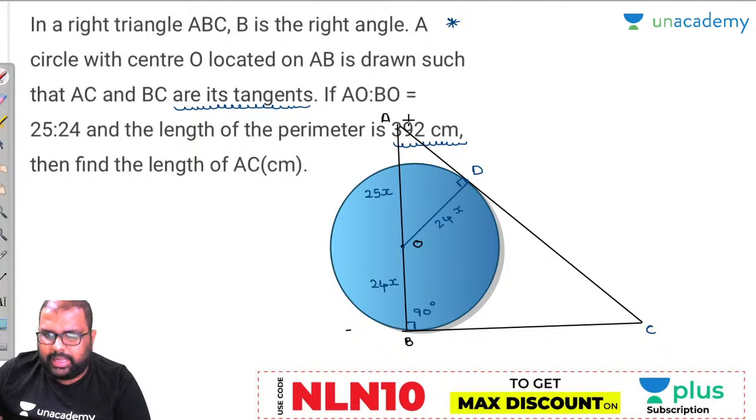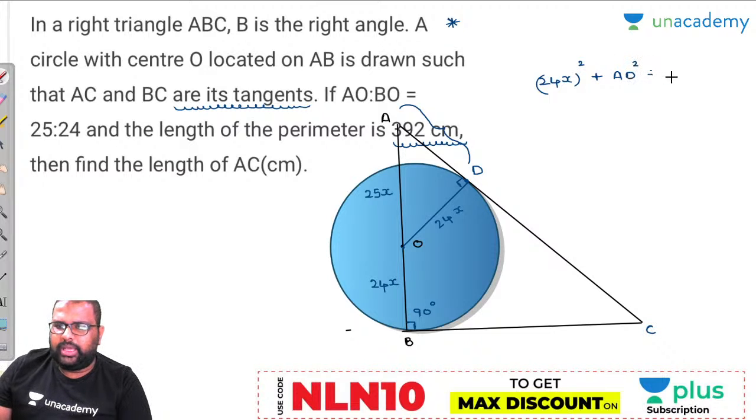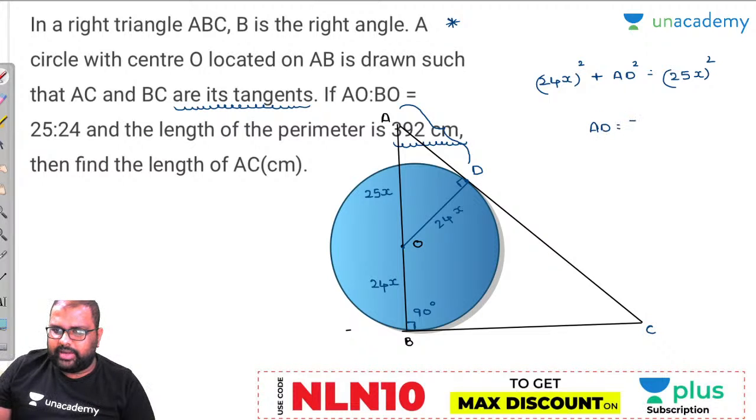Now how much will be AD value now? Please let me know. Can anybody? The perpendicular sides are thus 24x whole square plus AD whole square must be equal to AO square, which is nothing but 25x whole square. So 24 whole square is nothing but 576. Everybody knows this. 625 minus 576 is nothing but 49. So AD value will be equal to 7x, and this value is 7x.